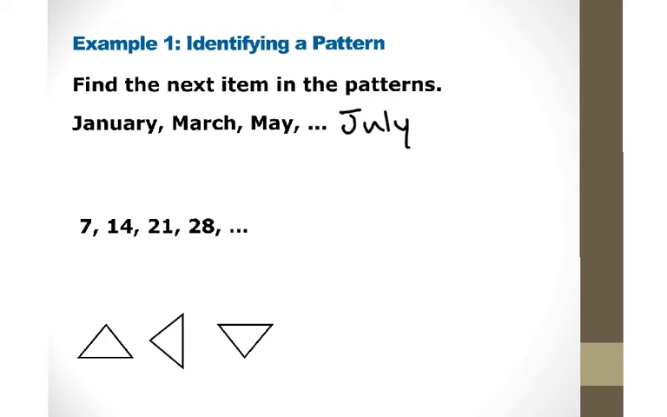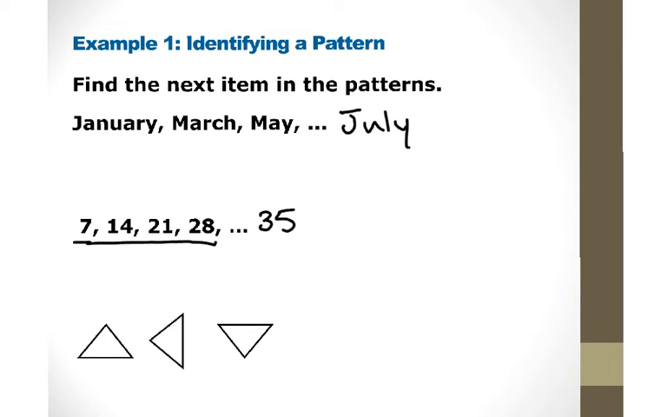You look at this second one. That's 7, 14, 21, 28. Those are all numbers that are multiples of 7. So if you look at the first one, that's 7 times 1, then 7 times 2, 7 times 3, 7 times 4. So the next thing in this pattern is 7 times 5, which is 35.